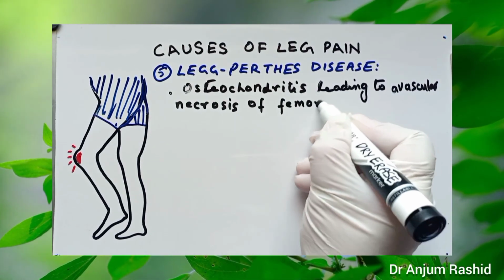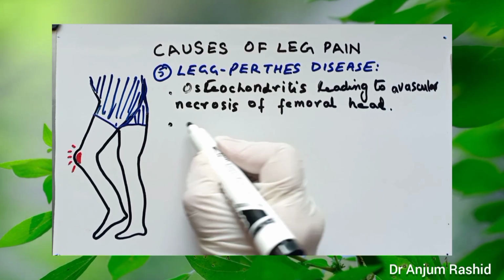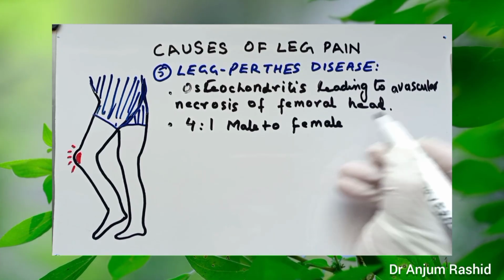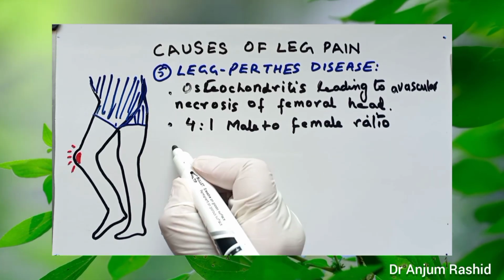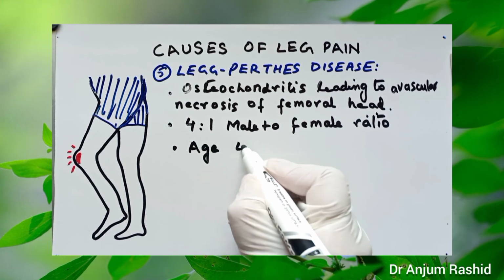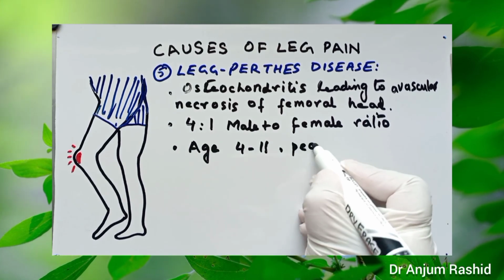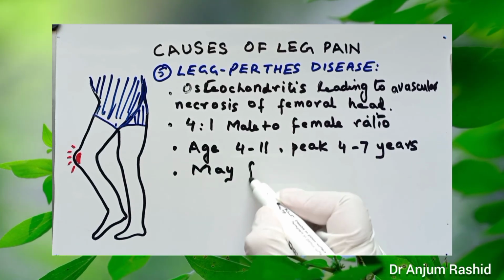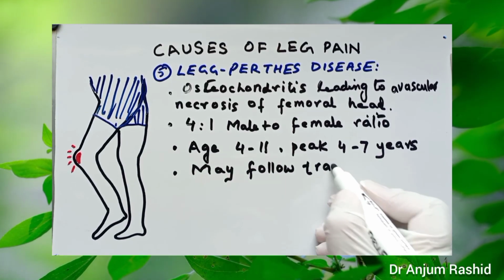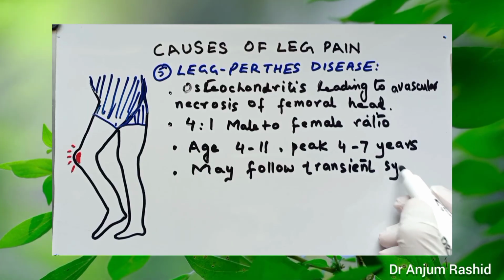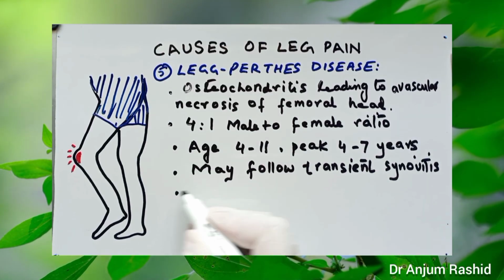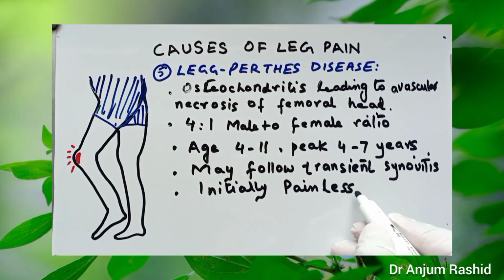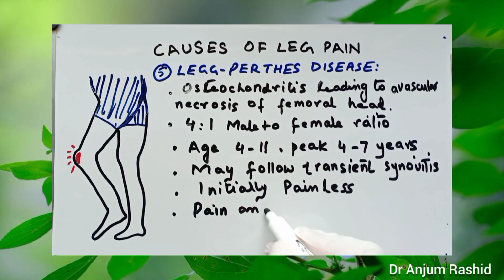On examination, there is limited hip abduction and internal rotation. The exact cause is unknown, but it results in collapse and later reossification of the femoral head over several years. Now, X-rays show fragmentation and flattening of the femoral head. Management depends on age and severity, ranging from activity restriction and physiotherapy to surgical containment procedures in older children. Now, early diagnosis is crucial to maintain hip shape and function into adulthood.